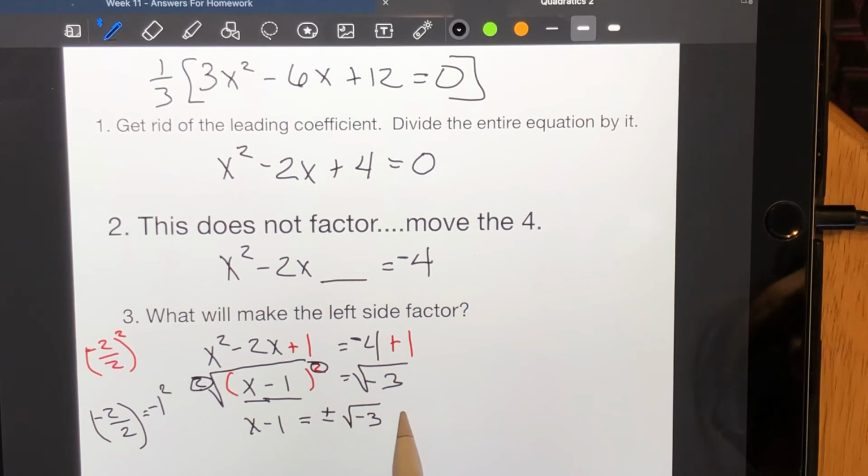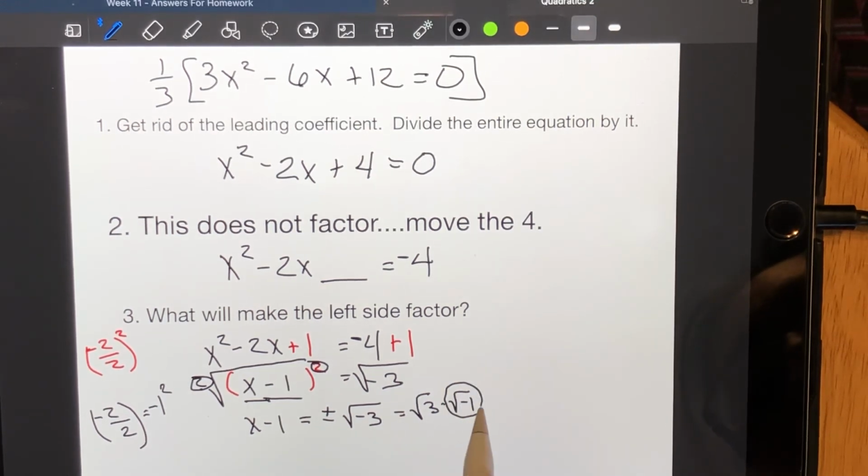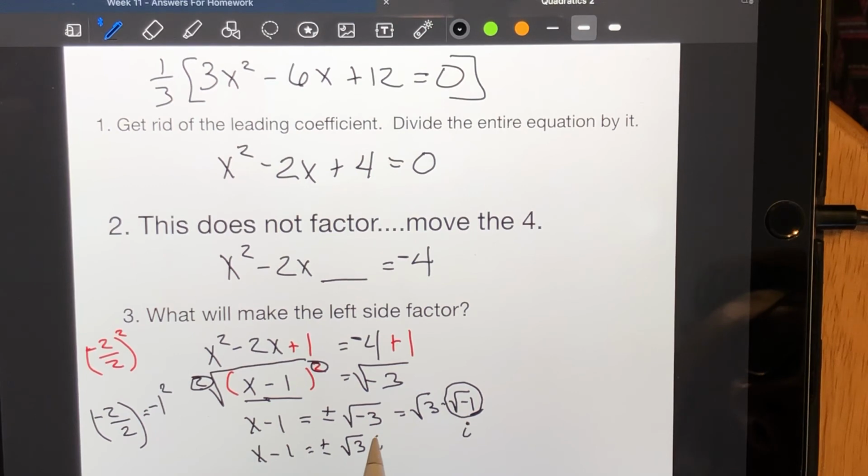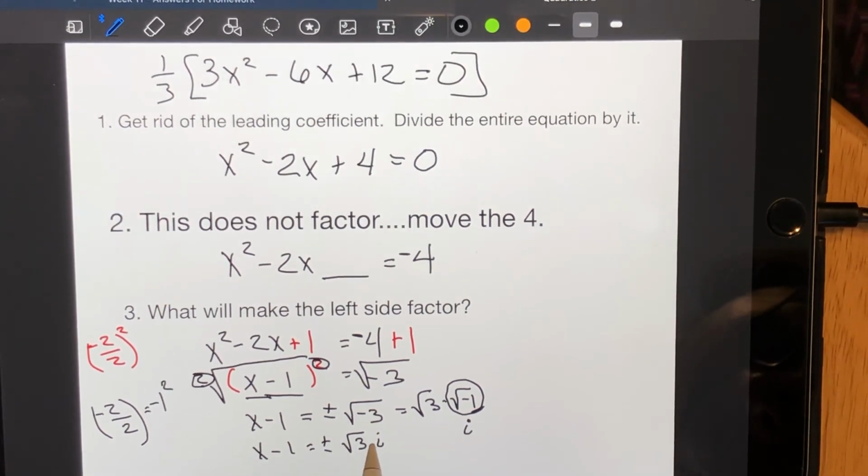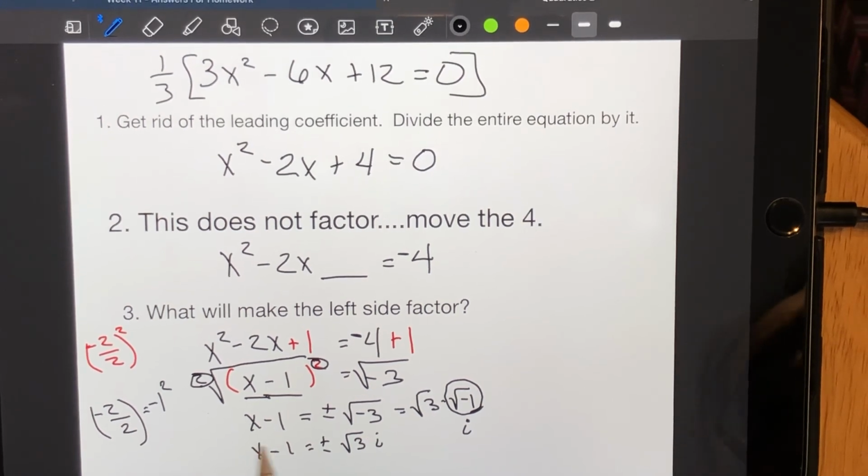Well, we don't like that -3, so we're going to say square root of 3 times the square root of -1. In this case, we know we can replace the square root of -1 with the letter i. So I have x minus 1 equals plus or minus square root of 3i. Typically, you can see it like this. Often the i will go in the front just so that you know that it's actually not underneath the radical.